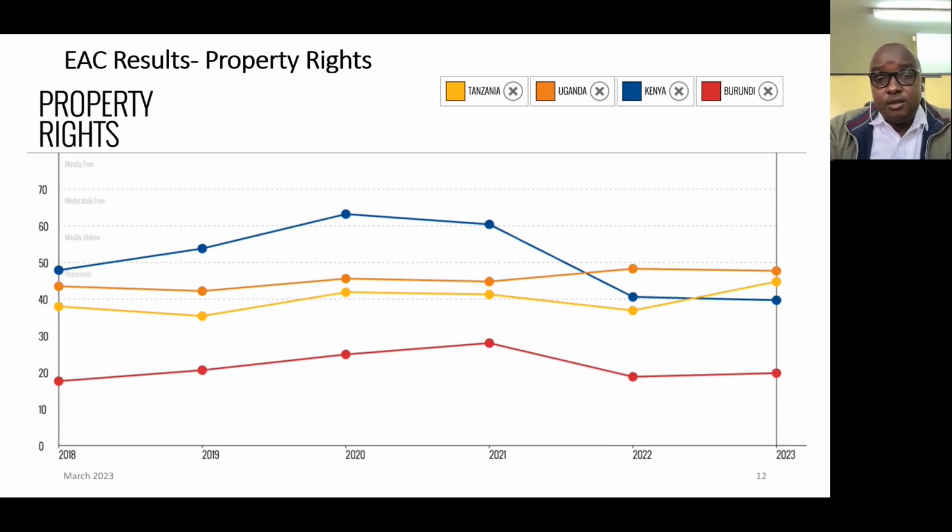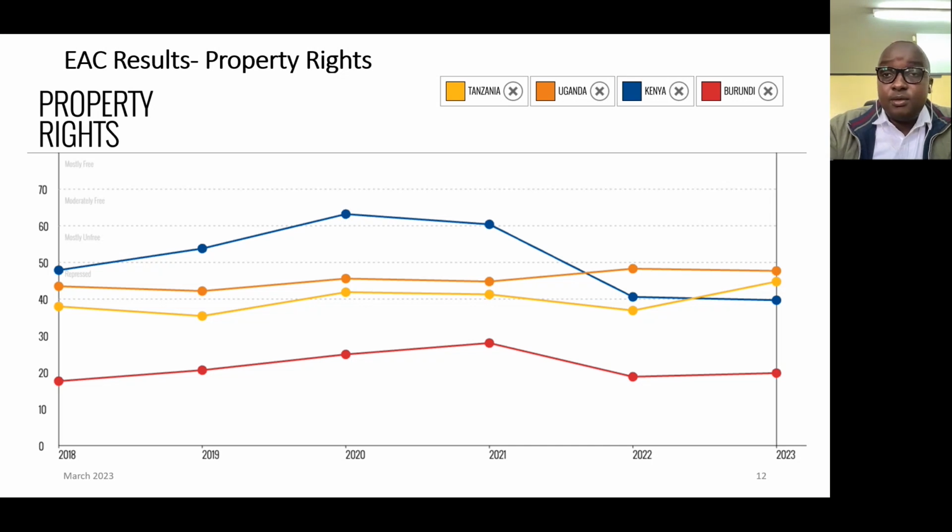Now to look at some select specific rights, we start with property rights. Kenya's performance was higher in 2018. It was considered moderately free. In 2020, still moderately free, but in 2021-22 it declined, it slid back to repressed. In 2023, in comparative terms, Burundi remains in the repressed region. Tanzania improved in 2022 by some percentage points, but it's still in the repressed region. None of these countries is in the moderately free zone with a score of 60 and above.